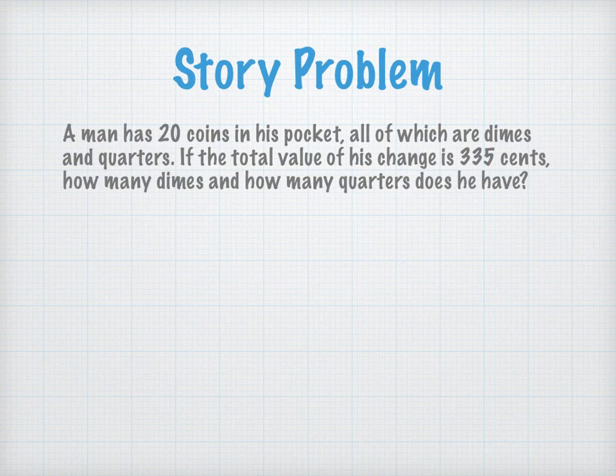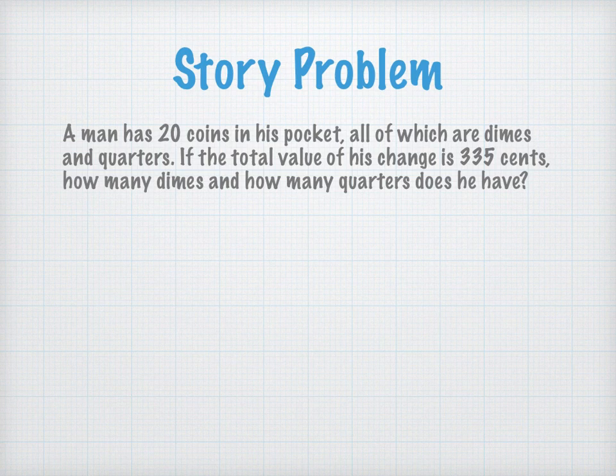Our first story problem that we're going to look at: we have a man that has 20 coins in his pocket, all of which are dimes and quarters. If the total value of his change we happen to know is 335 cents, how many dimes and how many quarters does he have?